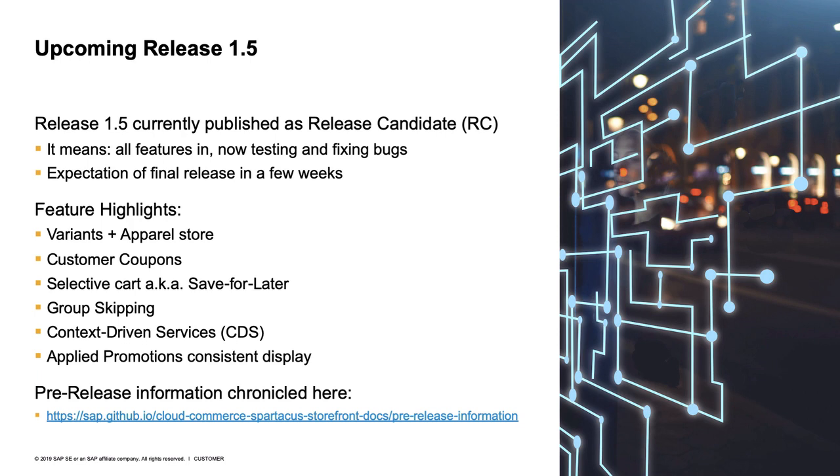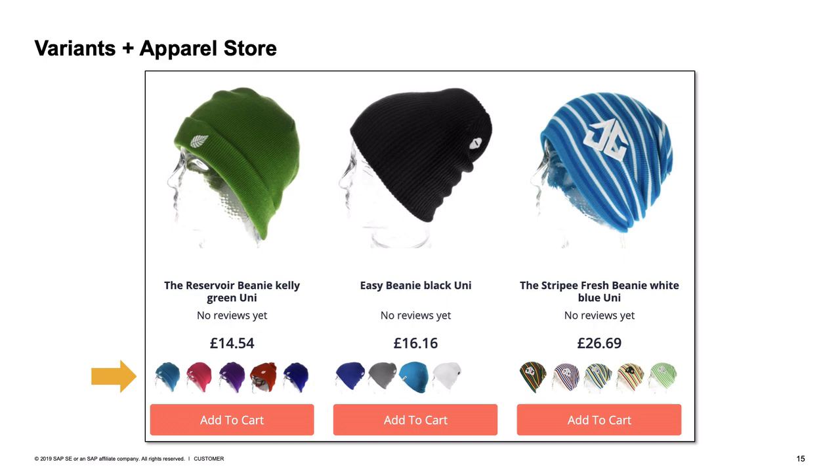Some of the highlights of what's going in 1.5 are support for variants and the apparel store, customer coupons, save for later, group skipping, context-driven services, and consistent display of applied promotions. And again, all this information is on our site with links to the corresponding SAP Commerce features. A couple of notes about these new features.